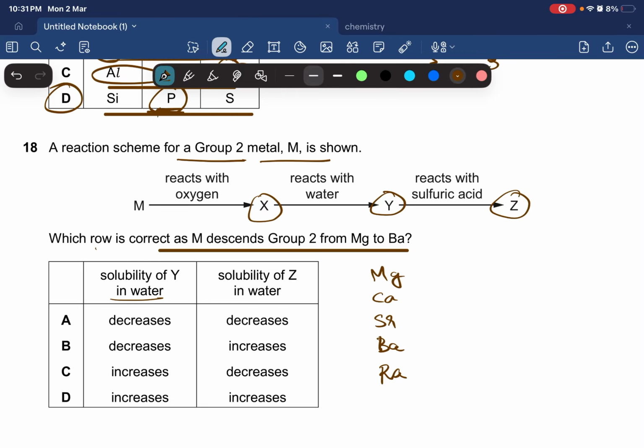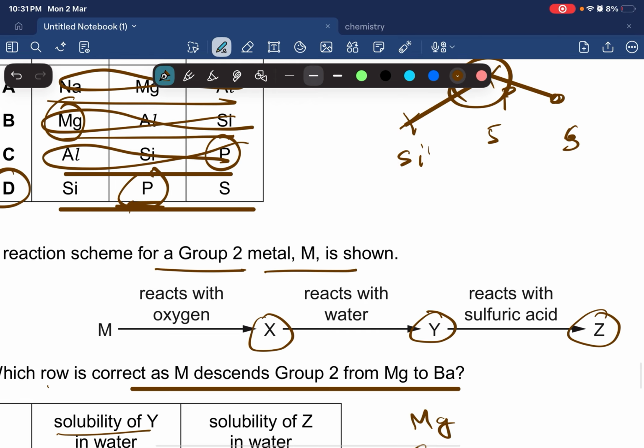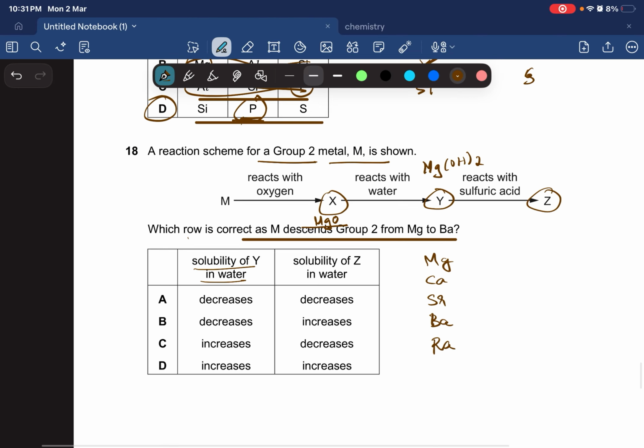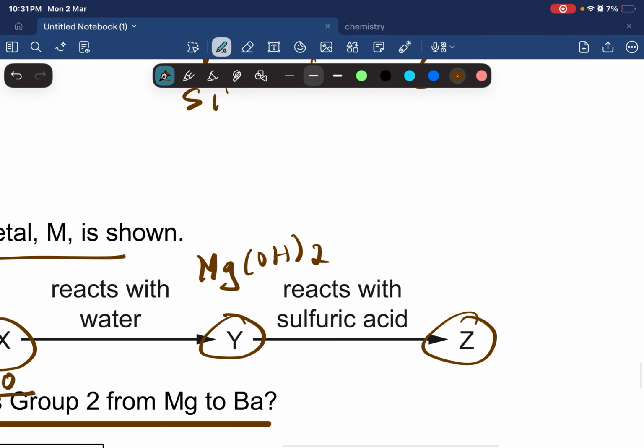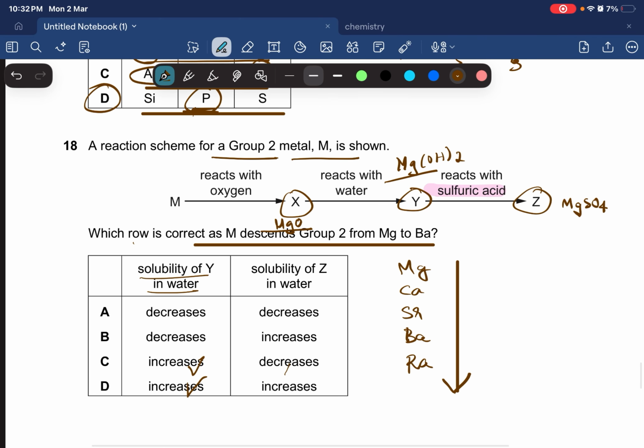Solubility of Y in water. So what is Y? Y is basically a hydroxide because, for example, you make magnesium react with oxygen, you form magnesium oxide, and then you make magnesium oxide react with water. What do you form? You form magnesium hydroxide. So the hydroxide descending group 2, you know that what happens to the solubility of hydroxide? It increases. So solubility of Y in water should increase. And now you're making the hydroxide react with sulfuric acid. So you're going to form a sulfate, right? So you're going to form magnesium sulfate over here. And what happens to the solubility of sulfate? It decreases. Got it? That was easy enough to understand.